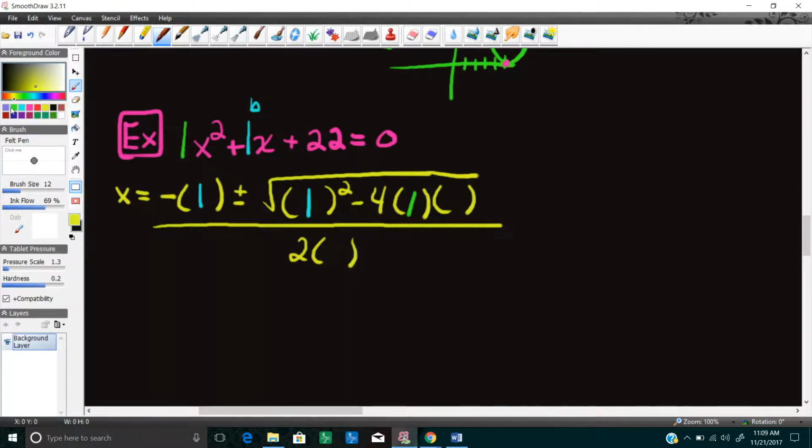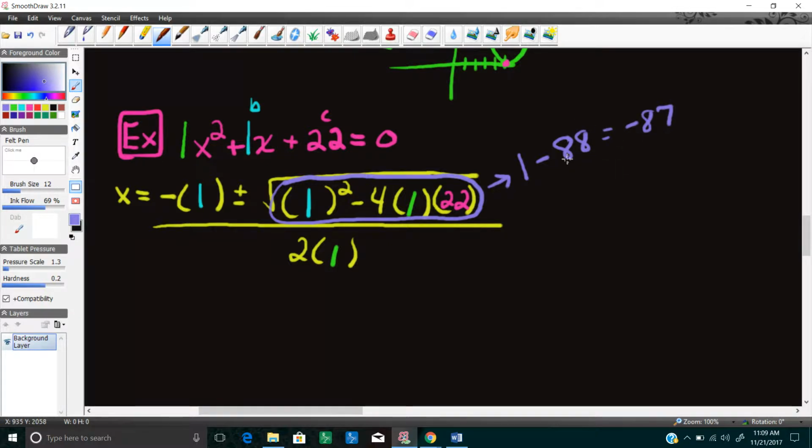And my final one is that c, which in this case is the 22. I already have it color coded, so this is my c, and that goes right here. So negative b plus or minus the square root of b squared minus 4ac over 2a. From here, I'm going to simplify that discriminant first, calculating whatever's underneath the square root. 1 squared is just 1, minus 4 times 1 is still 4. 4 times 22 is 88. So 1 minus 88, which is equal to negative 87.